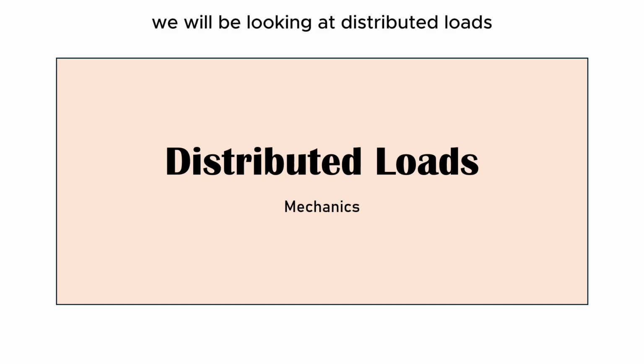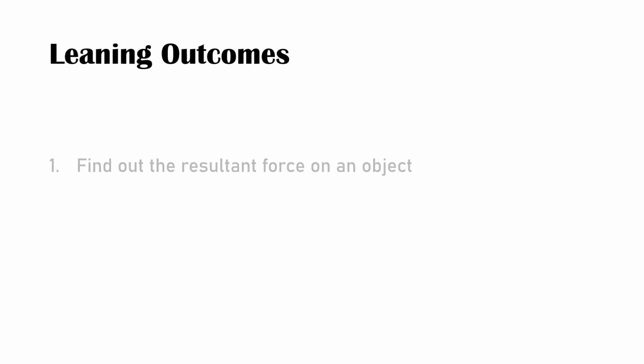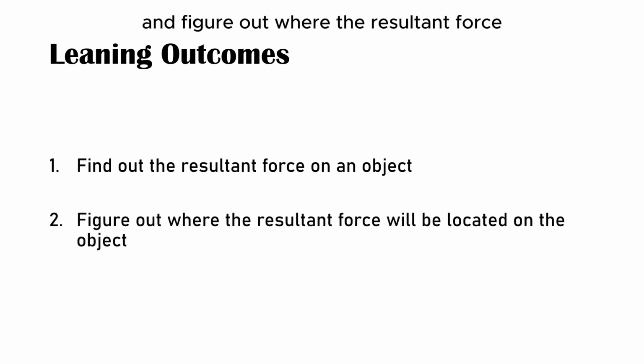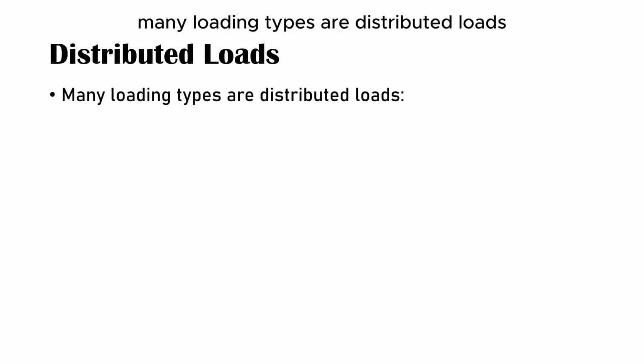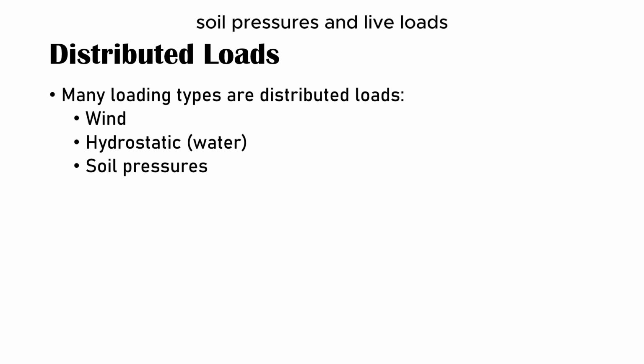Today's lesson, we will be looking at distributed loads. Let's look at the learning outcomes for this lesson. First, find out where the resultant force is on an object and figure out where the resultant force will be located on the object. Many loading types are distributed loads, such as wind, hydrostatic, soil pressures, and live loads.